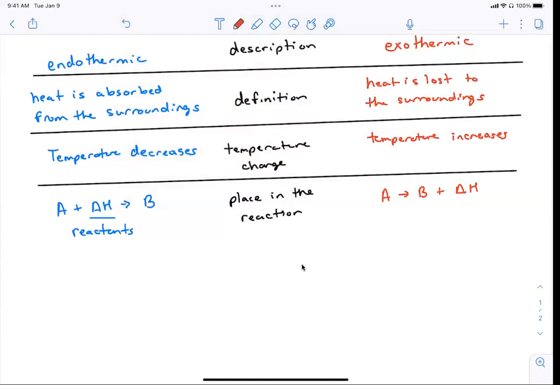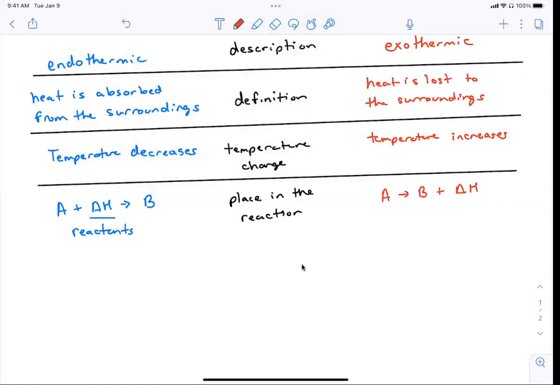You know the law of conservation of energy. Energy cannot be created or destroyed. So the amount of energy on the left side and the right side have to be the same. In an endothermic reaction, because the system is absorbing energy from the surroundings, the reactants don't have enough energy to balance out the products. So therefore, you have to add additional energy to make them equal to each other. Hence why you're adding that delta H on the reactant side.